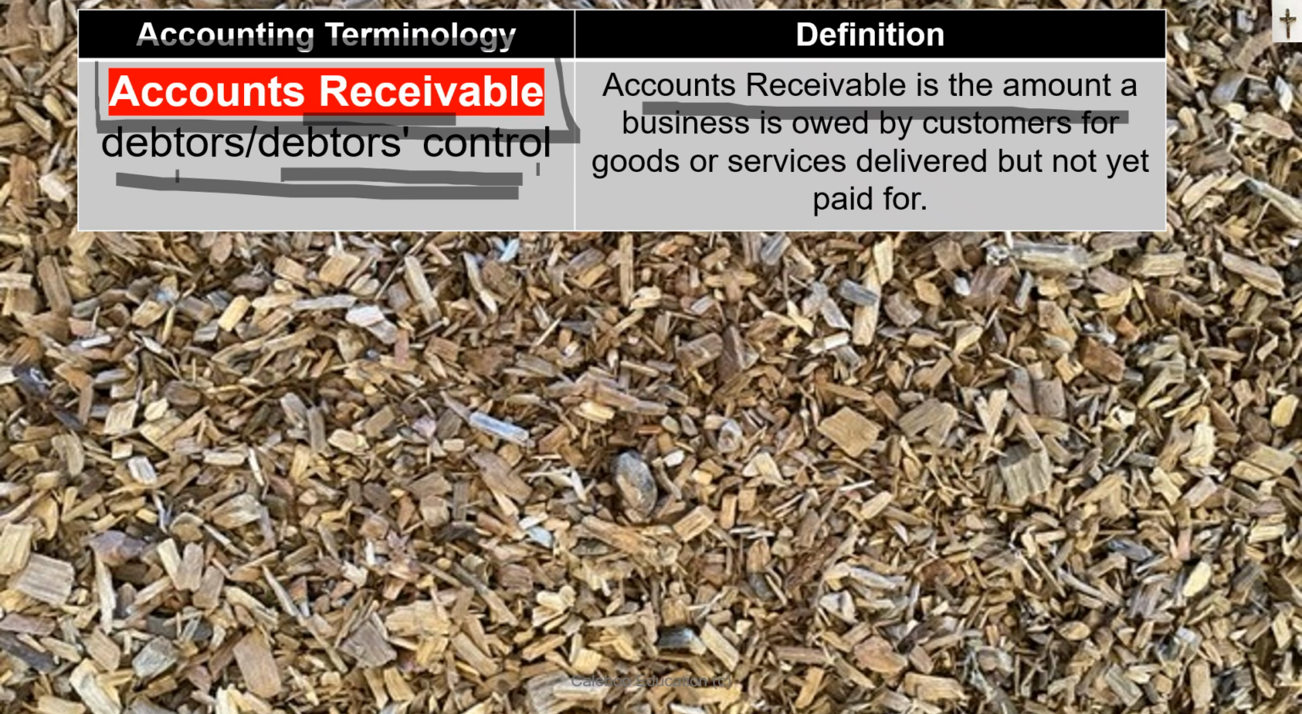Accounts receivable is the amount a business is owed by customers for goods or services delivered but not yet paid for. So we sell something on credit, the item gets delivered, and we are paid at a future date. Or if we're not paid, it might become a bad debt. More about that later.